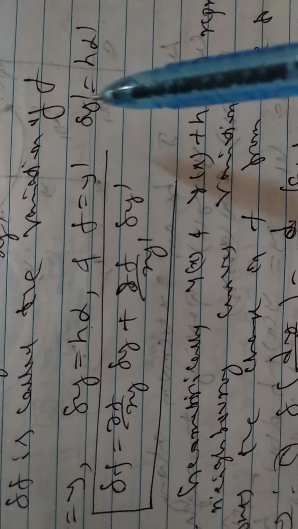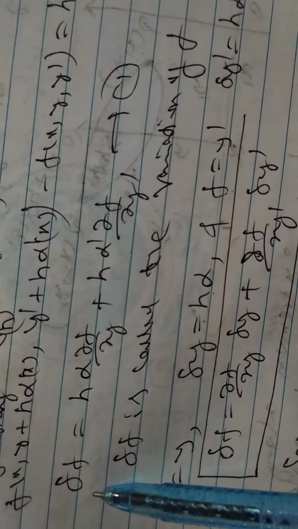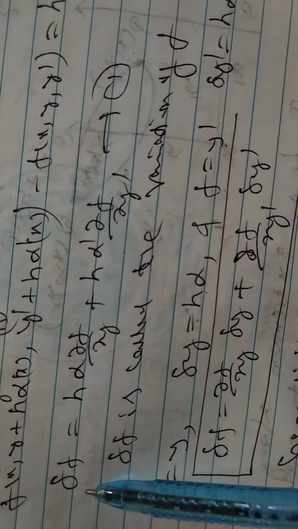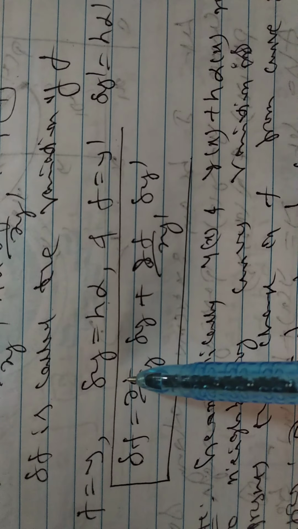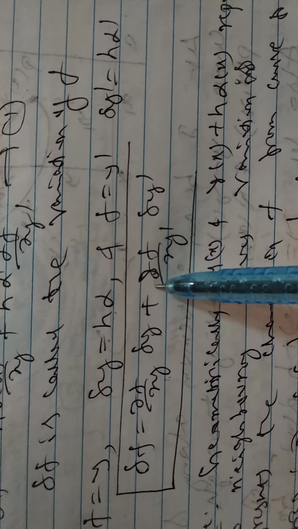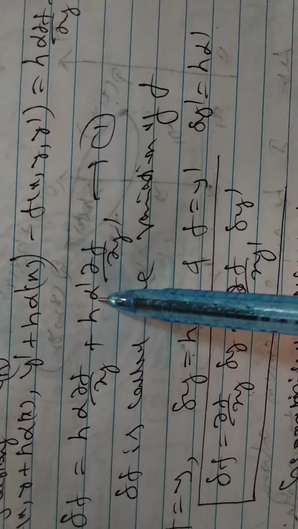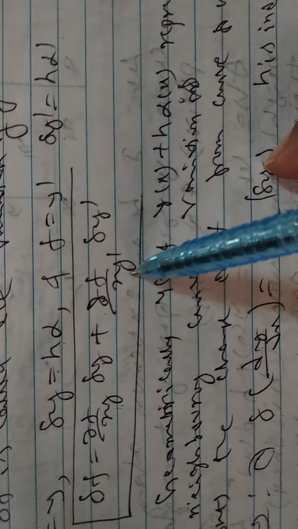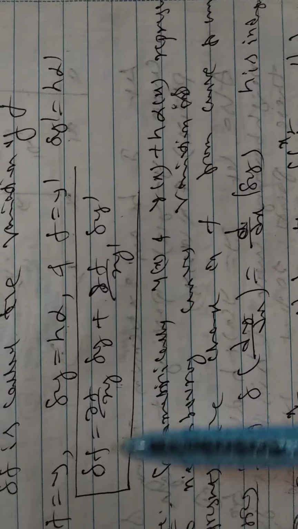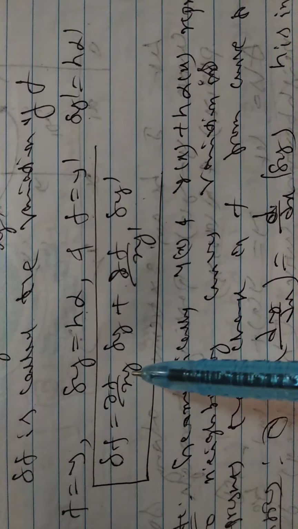So here, for the condition f equals y and f is equal to y', we will get these two equations. Now substitute here, δf is equal to h into α. So h into α can be written as what? δy. So here δy, ∂f/∂y δy, plus h into α', that can be written as what? δy'. So ∂f/∂y' δy'. So this can be written as δf is equal to ∂f/∂y into δy plus ∂f/∂y' into δy'.